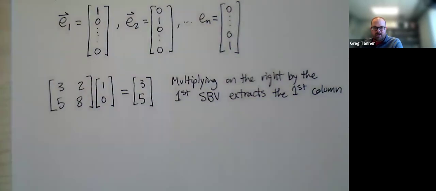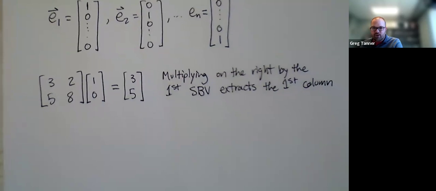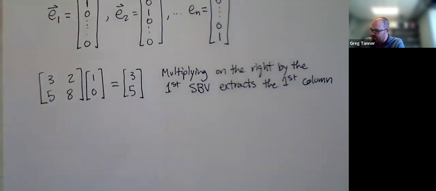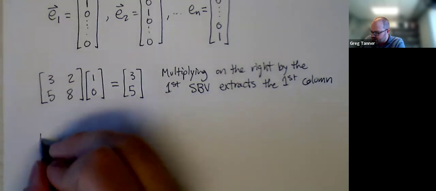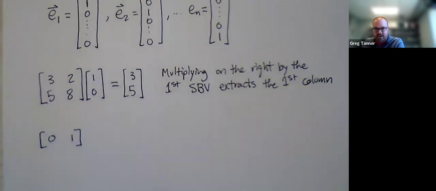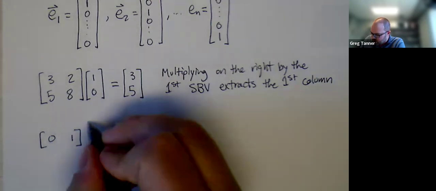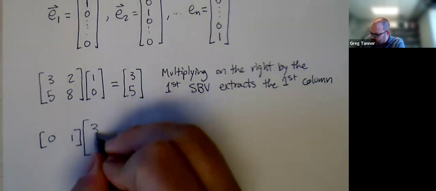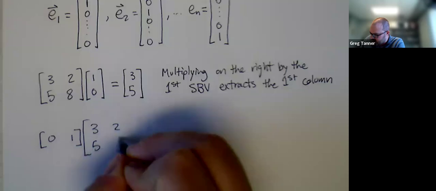Okay. What if we want to extract a specific row? To do that, we'll multiply on the left instead of on the right. Now, when we're multiplying a 2 by 2 matrix on the left, we're going to have to use a row vector and not a column vector. And so let's use the second standard basis vector now as a row vector, and let's multiply that by our matrix 3, 2, 5, 8.